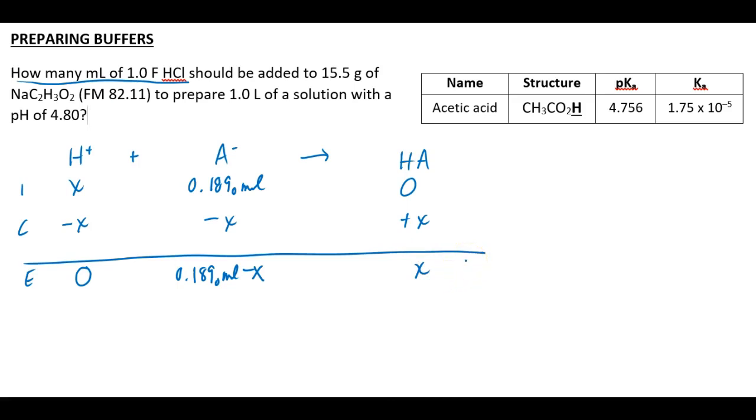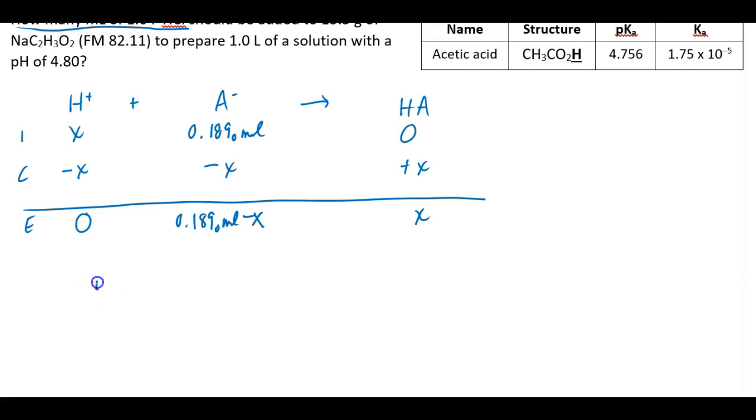So now we can use the Henderson-Hasselbalch equation and solve for X here. The desired pH is 4.80. The pH equals the pKa, that's 4.756, plus the log of A minus over HA, so that'll be 0.1890 minus X over X.